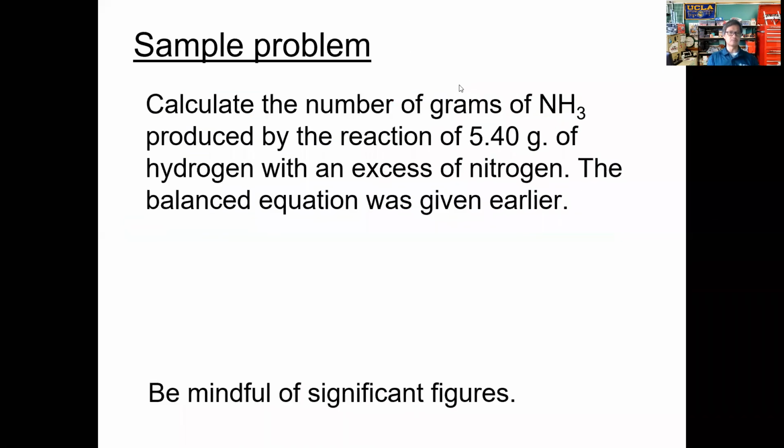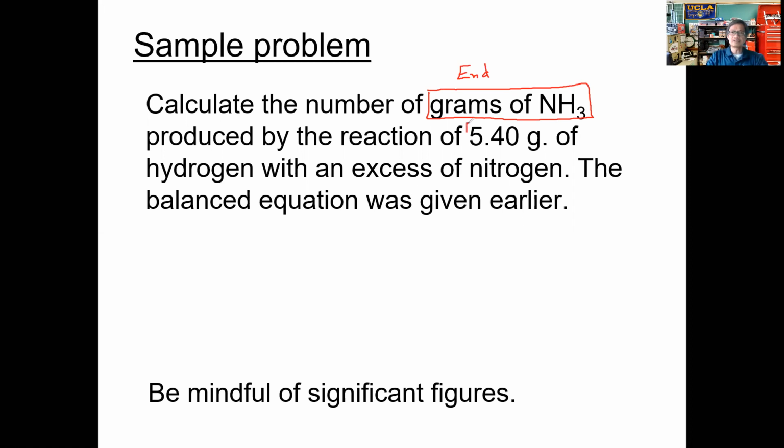Let's take a look at this one here. First of all, let's read what we have and identify what we're given and what we're solving for. They want us to calculate the number of grams of ammonia. So this is what we want to end up with in our conversion. This is the end amount. We want to find the grams of ammonia.